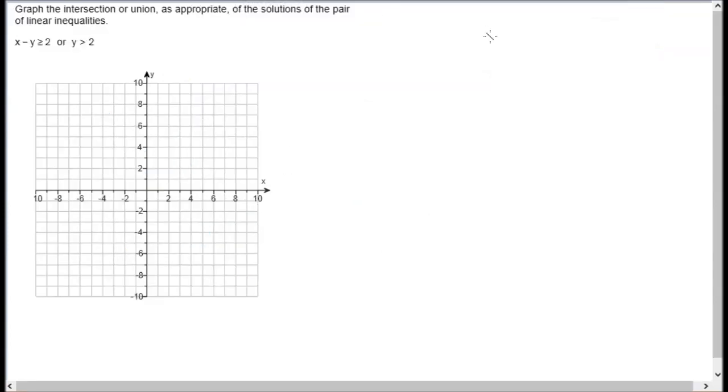Okay, we have yet another example here. Let's go ahead and see that this one has an or, so that means when you shade it, you don't find the intersection, you just keep it. And we have y is greater than 2. So if we look at the line, which is y equals 2, that's going to be a horizontal line through 2.